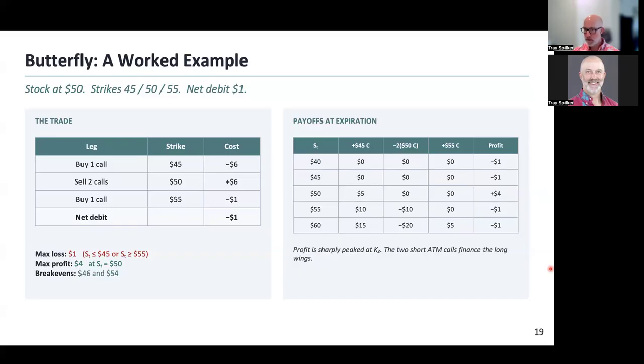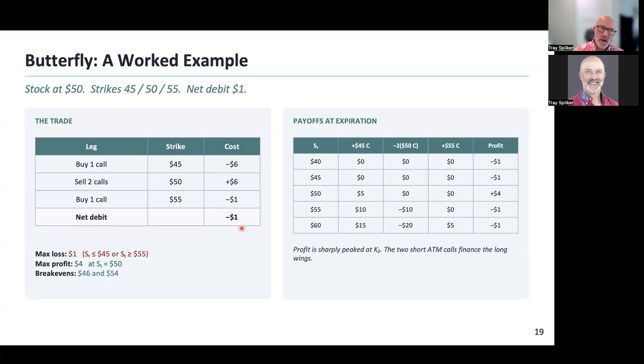Students, the first time you see this, might expect this to be expensive, given the fact that we're looking at three different strike structures. But because we're shorting those two middle ones, it really pays for most of these tail protections here. So it's a pretty interesting strategy in a low vol environment or in anticipation of low volatility.